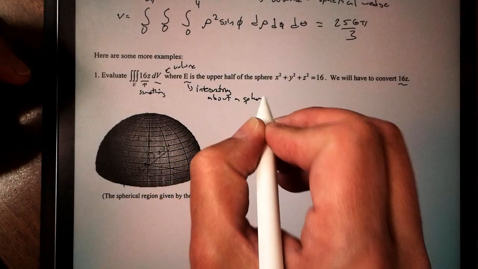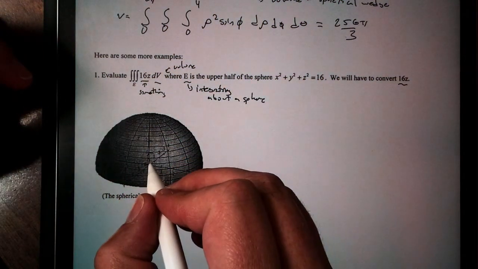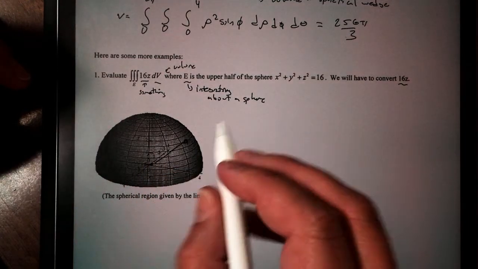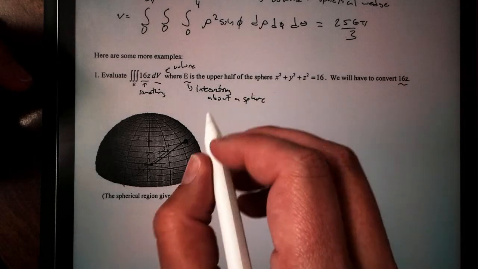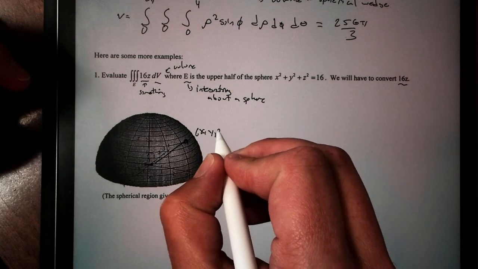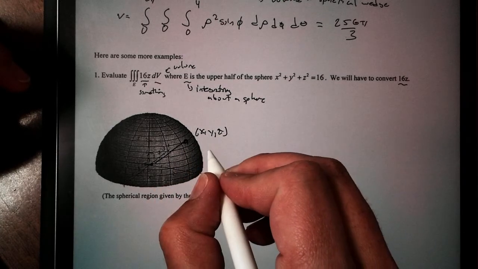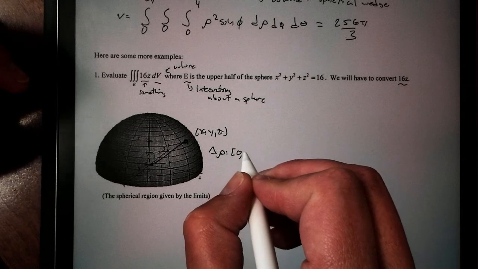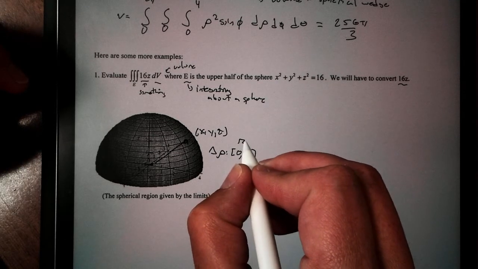Well, here's my sphere. If from the pole, from the center, I draw my radial arm out until it hits the sphere at some point x, y, z, I know that the change in rho starts at 0 and goes up to 4. Remember, that's just my change in radius.